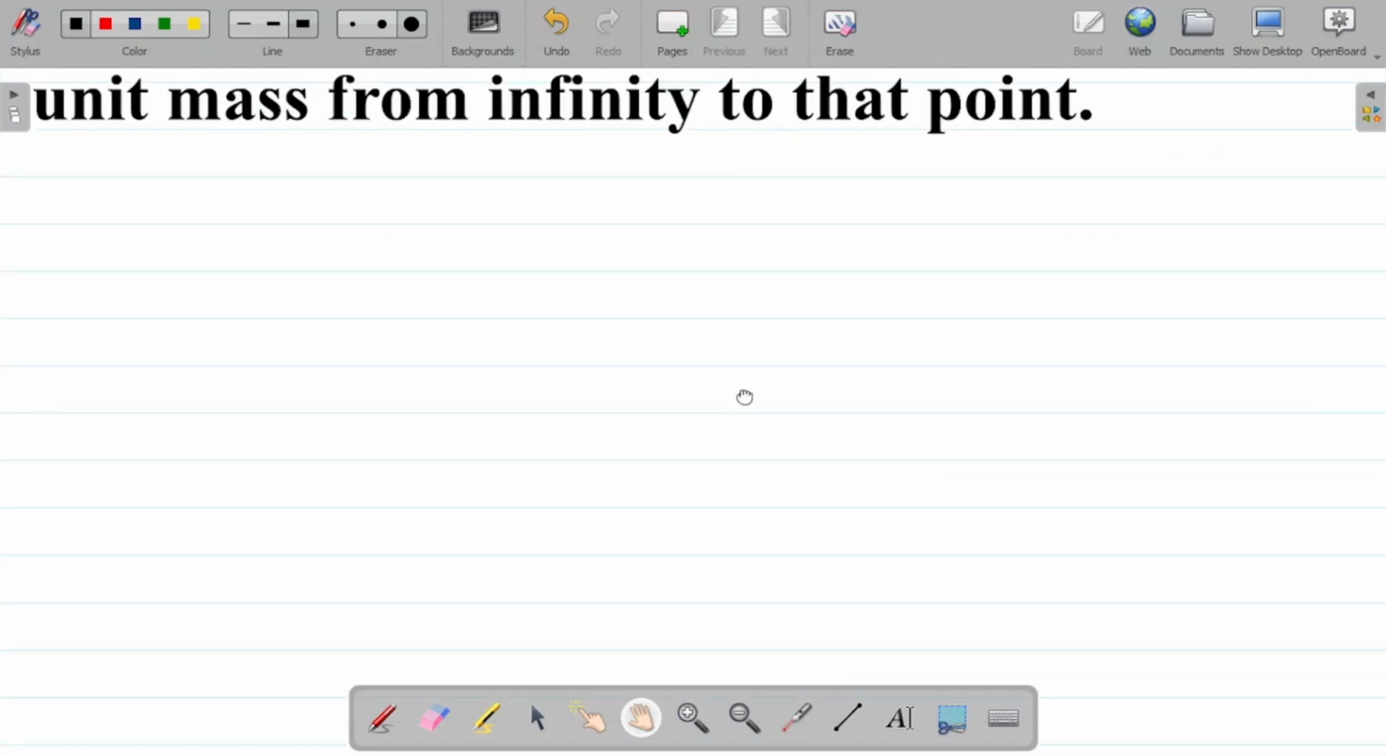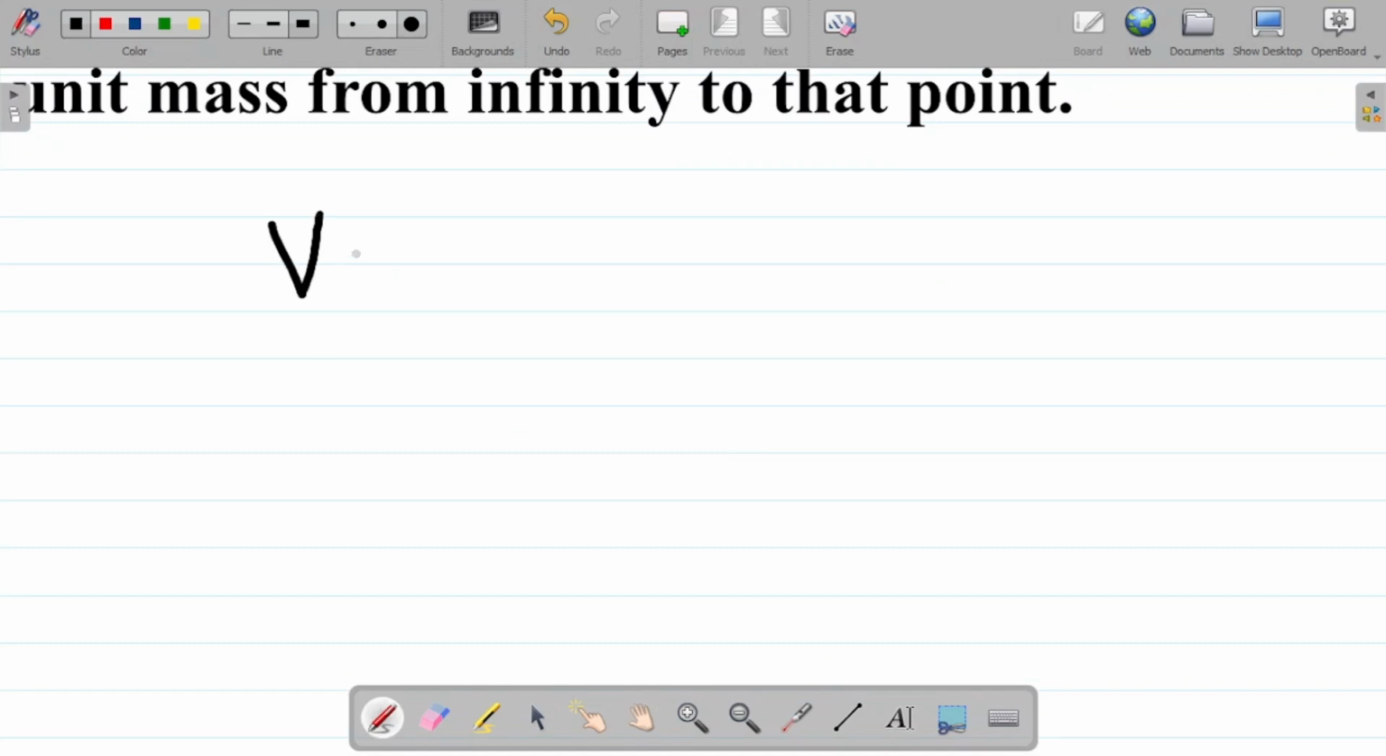Mathematically, gravitational potential V is expressed as the ratio of the product of the universal gravitational constant multiplied by the mass of a body to the distance traveled. So basically this is the formula for gravitational potential. Some authors will put a negative here. They'll tell you it's minus GM all over r. The negative means that the mass was being brought from infinity to that point, but it has no effect in your solving. So we can leave our formula as GM all over r.